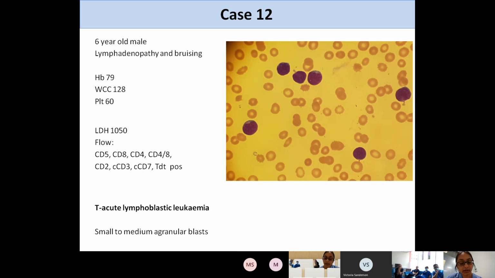But I have to say that when we're looking at blasts under a microscope, it's very, very hard to say if something is a B cell or a T cell, and really what you need is flow cytometry to clarify which one it is.